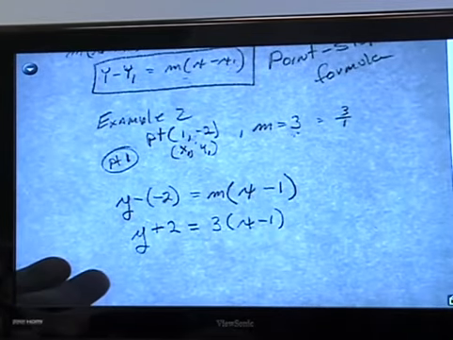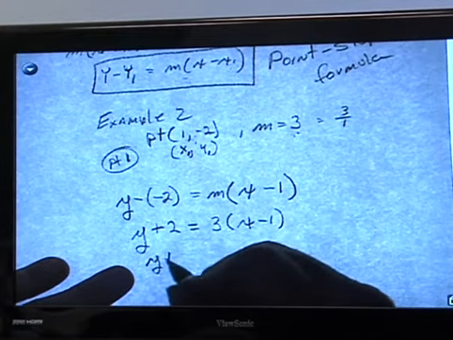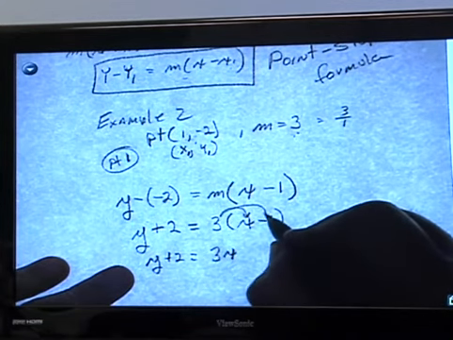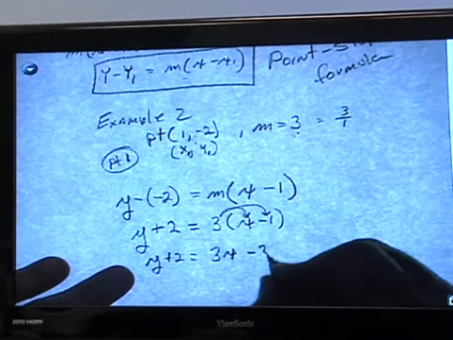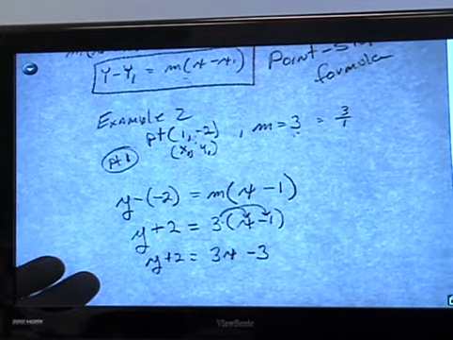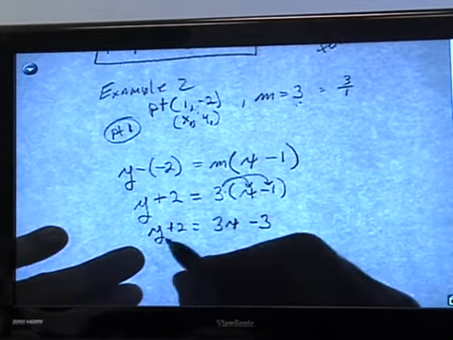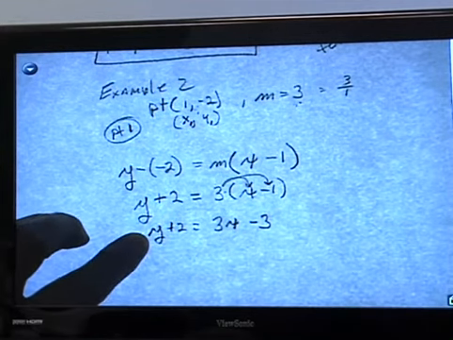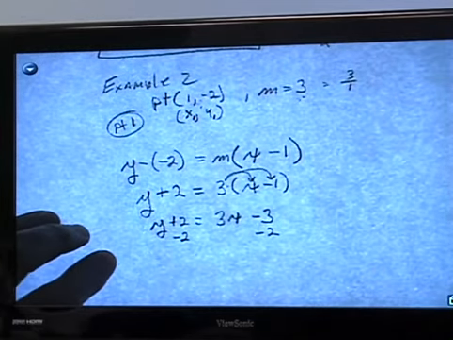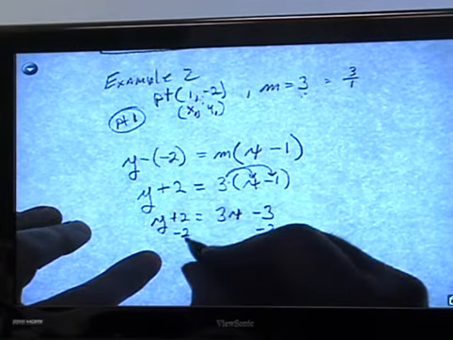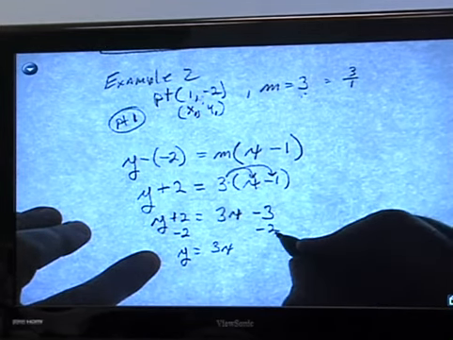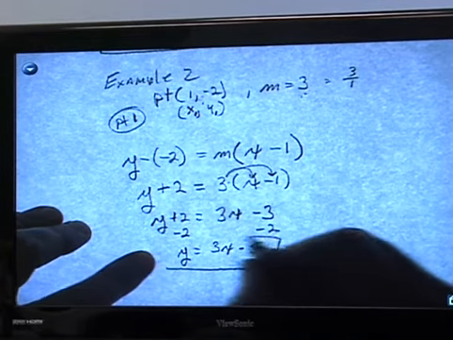Now we just solve this for y. y plus 2 equals 3 times x, and minus 1 times 3 is minus 3. Everything inside the parentheses we multiply by what's outside. Now we want to get this y by itself, so we're going to subtract 2 here. We'll subtract 2 here. Whatever we do on one side of the equal sign, we do on the other. This becomes 0. We get y on this side equals 3x, and a minus 3 and a minus 2 is minus 5.